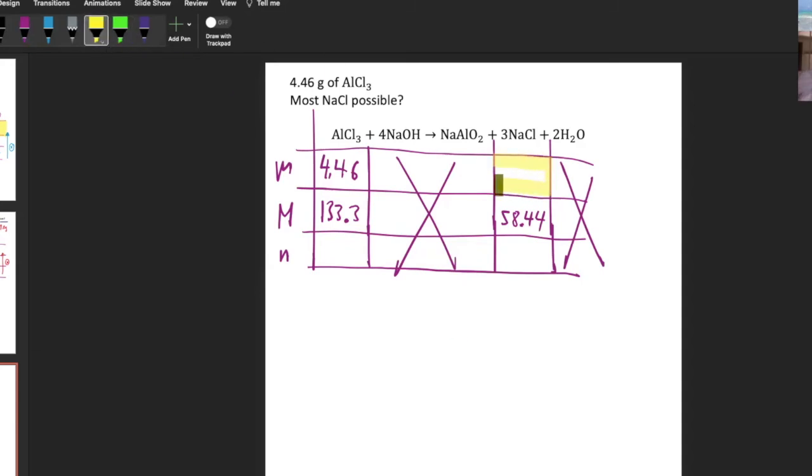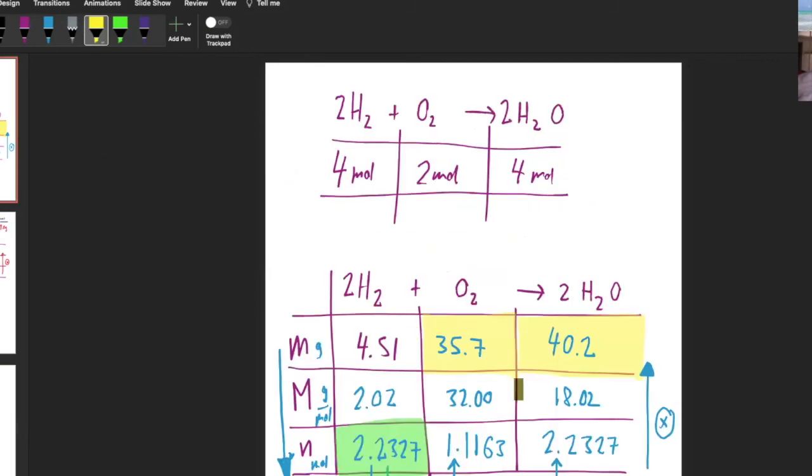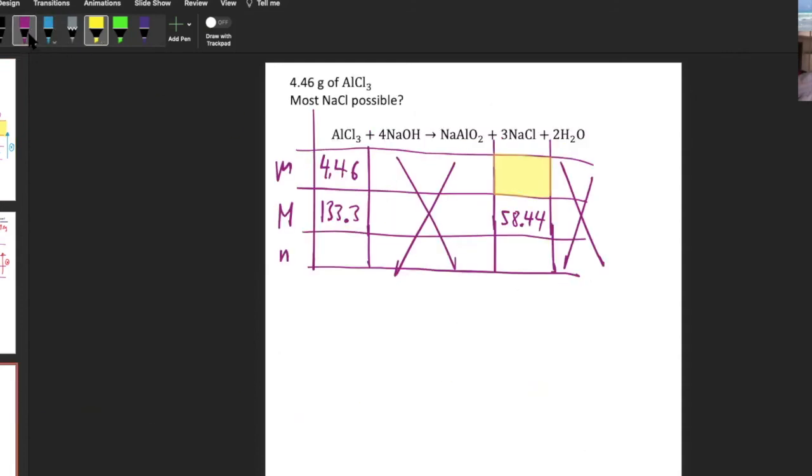I have it written down here. Look, we're trying to find this, right? The mass. Was it different than this question? It's the same thing. It's the same thing, kid.